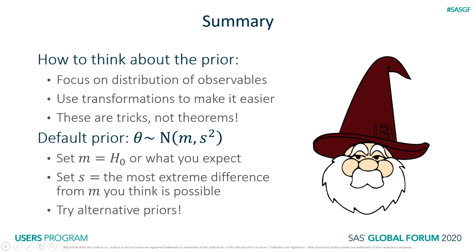Now, I want to emphasize these are tricks, not theorems. So, if they don't seem to apply for your case, don't use them. Maybe use them as an inspiration to come up with tricks to help you think about your problem, but don't think that they must apply. We came up with this default prior for any parameter, normal distribution with the mean and the standard deviation chosen in this particular way. But I want to emphasize that you should try alternative priors, try informative priors, try alternative means of specifying the default prior. Because, well, if the prior has a large impact in your results, well, you want to know that. You want to know what the crucial points of your analysis are.